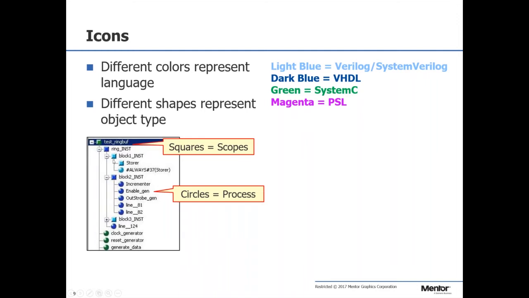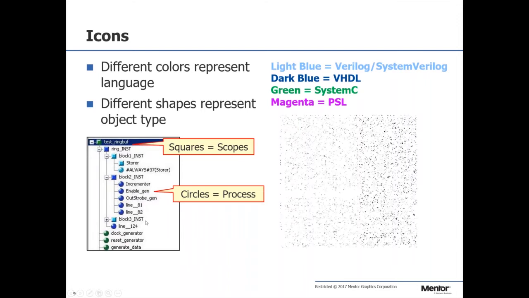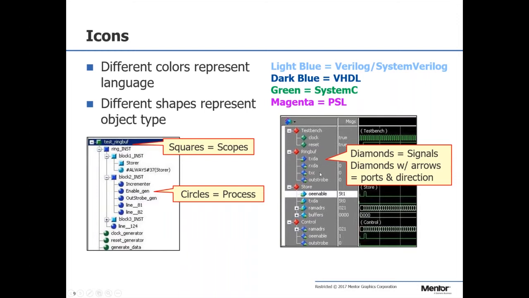And then the shapes, the squares, these are instantiations. So in Verilog, this is a module name. This is a module name. In VHDL, actually that's the instance of a module, but you get what I'm saying. In VHDL, the squares are entity architecture instantiations. The circles, these are going to be always blocks. In Verilog context, they're going to be processes or tasks.